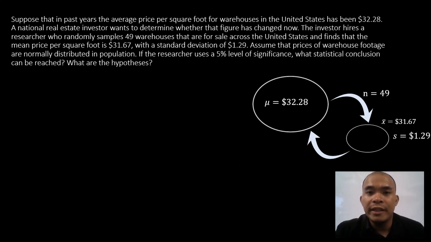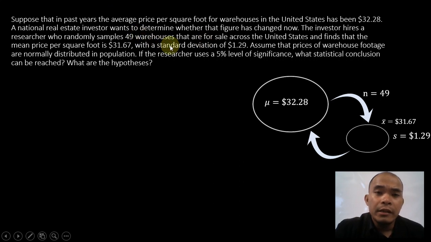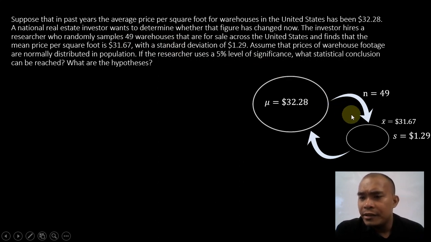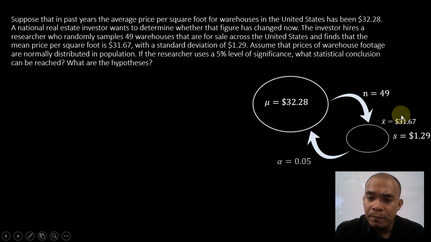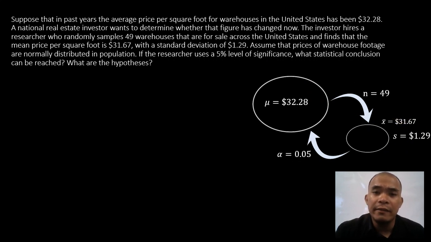Okay, sample standard deviation because this portion here, standard deviation, was discussed in the portion where the sampling is in. So sampling and then the standard deviation was discussed. So we can say that this standard deviation here is a sample standard deviation, and then using the level of significance of 0.05. So what conclusion can you reach, and what are the hypotheses?